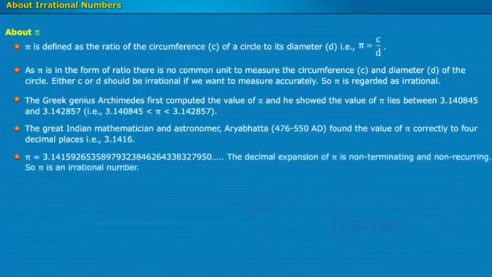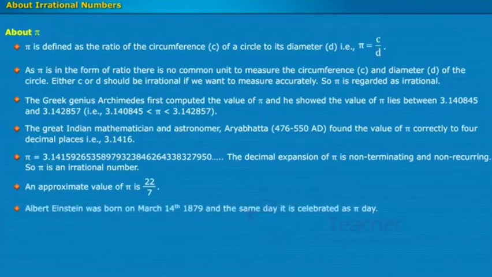The decimal expansion of pi is non-terminating and non-recurring. So pi is an irrational number. An approximate value of pi is 22 by 7. Albert Einstein was born on March 14, 1879, and the same day it is celebrated as Pi Day.